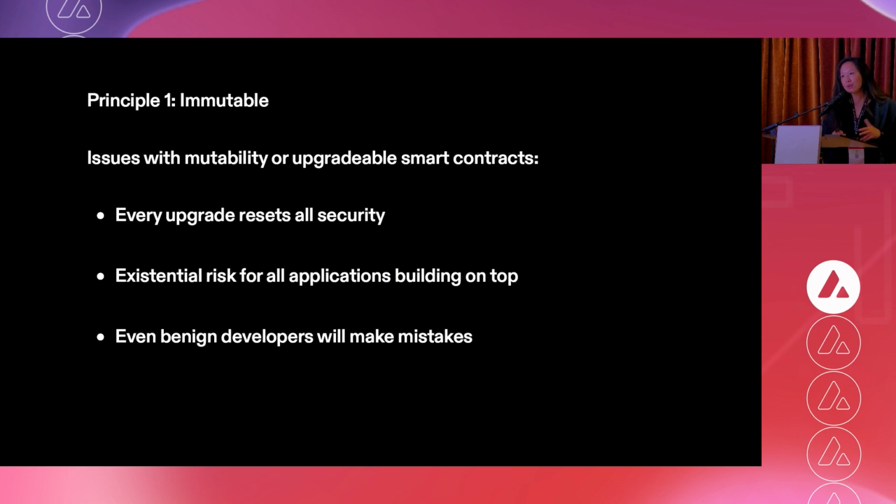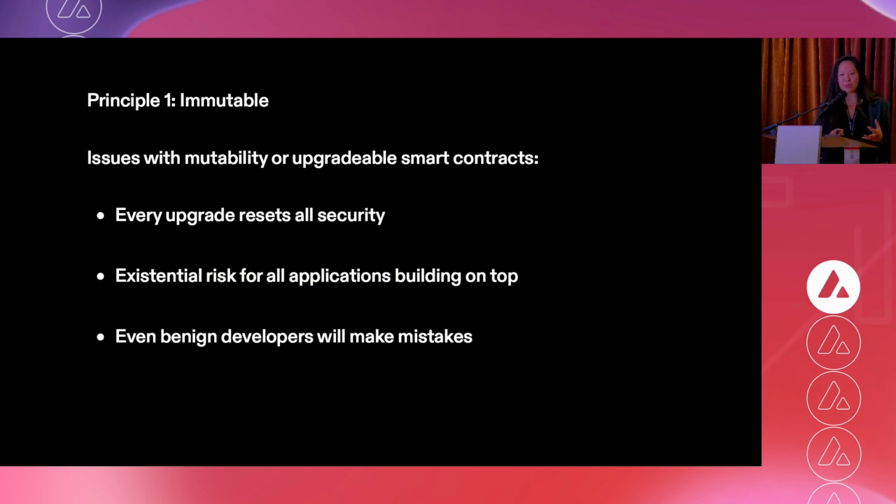And if you look at all the major bridge hacks, in 2022, bridge hacks were the reason for the most loss of user funds. It was in the billions. Actually, nearly all of them were due to smart contract upgrades and bugs. It wasn't due to fundamental architectural flaws. This is true of the Wormhole hack. This is true of the Nomad hack. And they were ultimately benign as well.